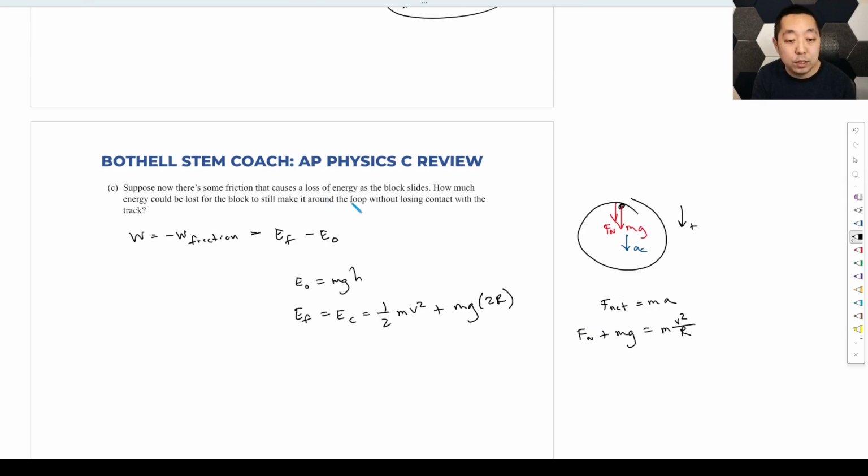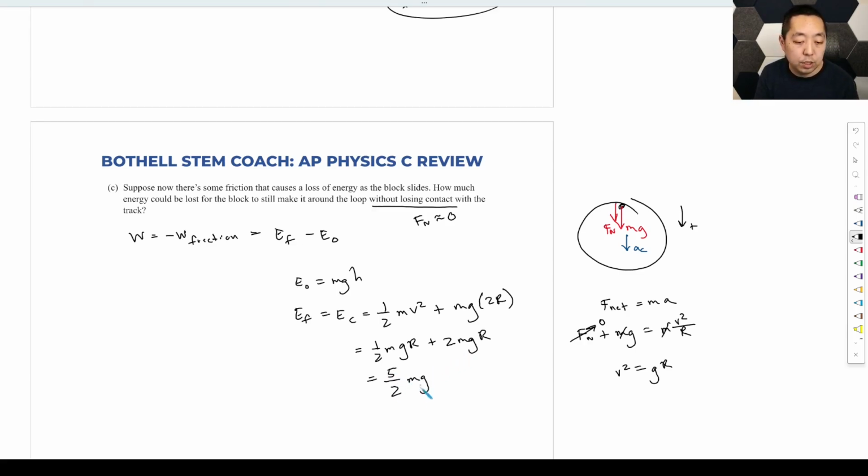Now, when we're about to lose contact with the track, the normal force is not exactly 0, but it's very close to 0. So that's going to go to 0. The m's cancel, so v squared is just going to equal gr. So then we know what this v squared is. We know the final energy is going to be 1/2 m gr plus 2 mgr. That's going to be 3 halves. No, not 3 halves, 5 halves mgr. And then the initial energy.